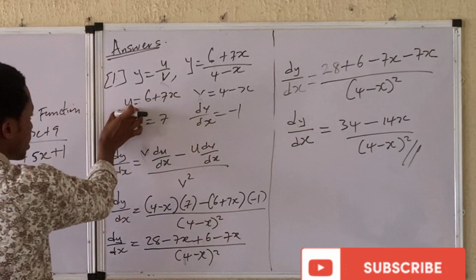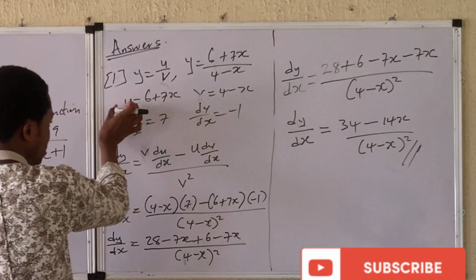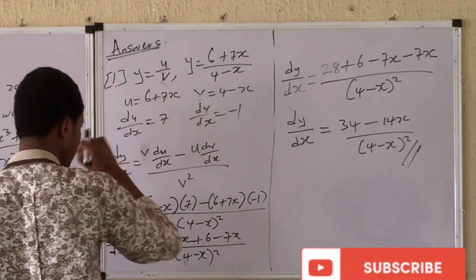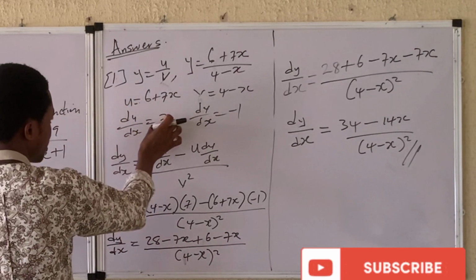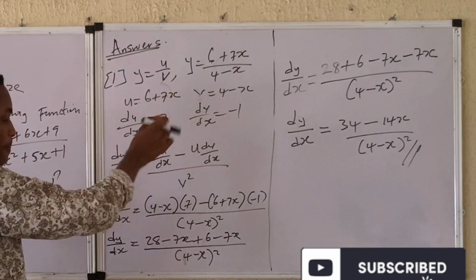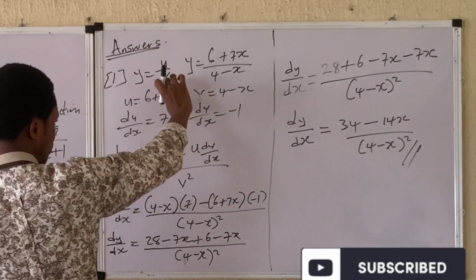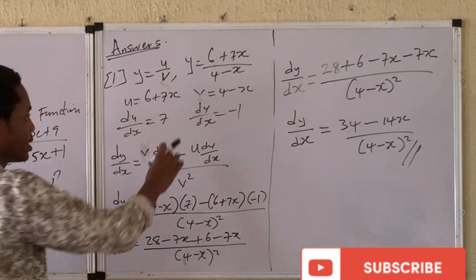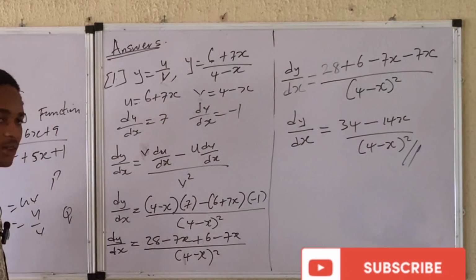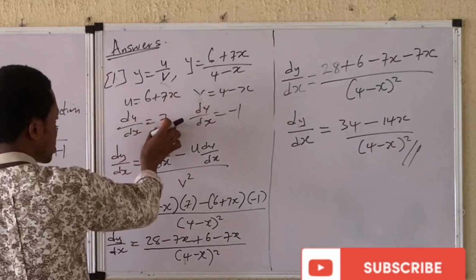Now differentiate u, which is du/dx, the differentiation of u with respect to x. du/dx equals 7. Differentiating the constant gives you 0. Differentiating 7x, where x is the variable and 7 is the coefficient of x, will give you 7.